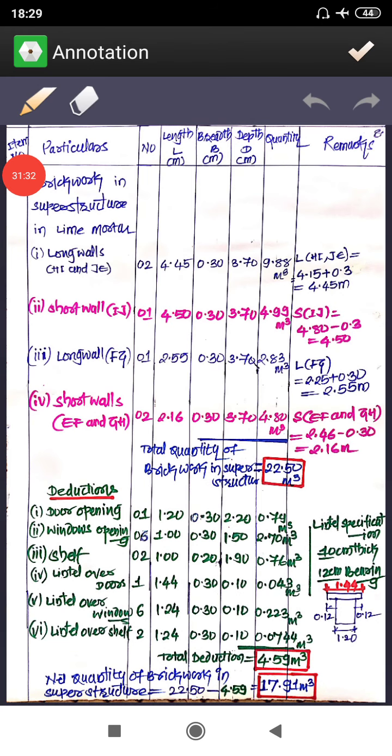Now these deductions we are going to do here, so I'll be doing that. See here, door opening, one number of a door is there, length is 1.20, width is 0.30 and depth is 2.20. That is size of door, that is 1.2 into 2.2, right, height is 2.20, so the quantity is 0.79.